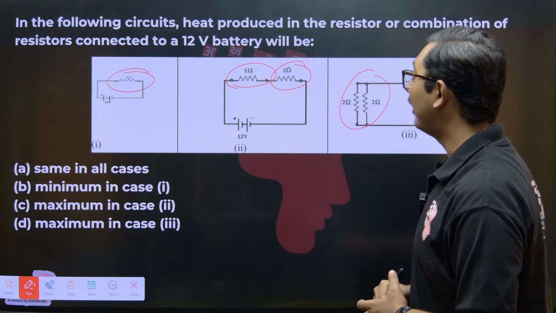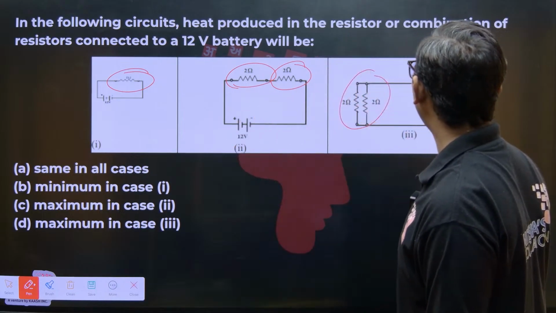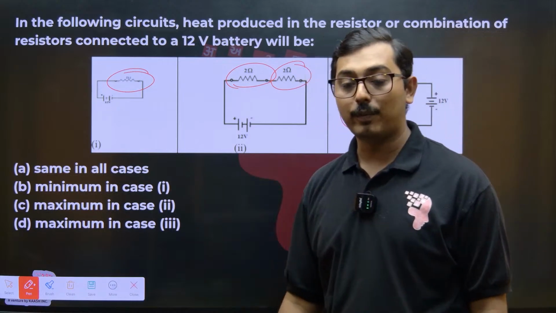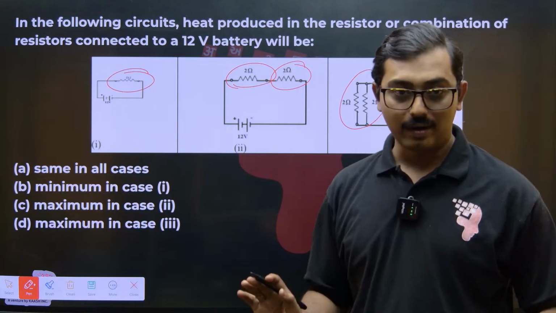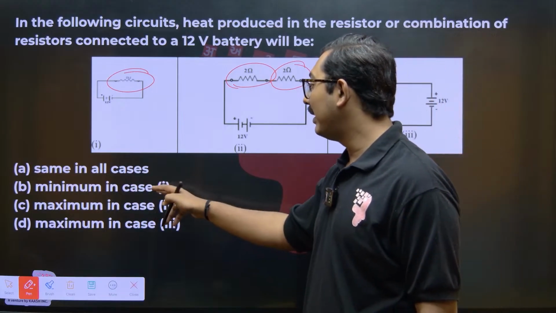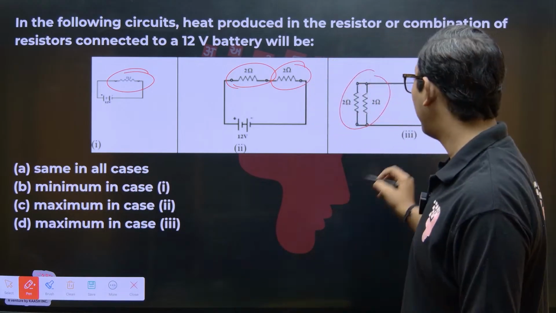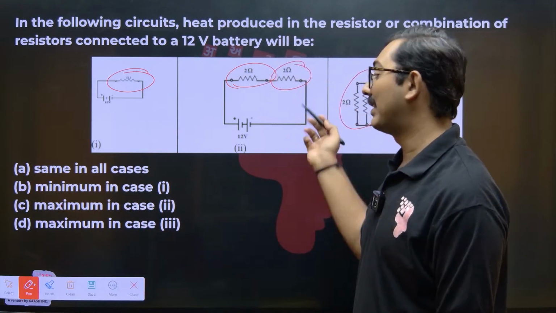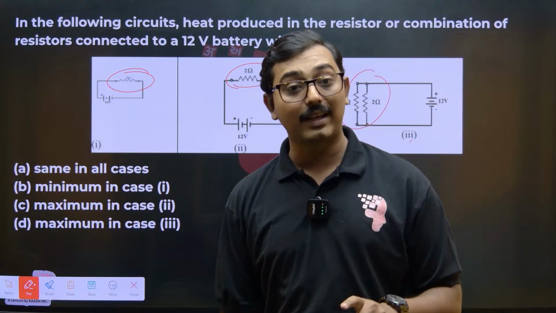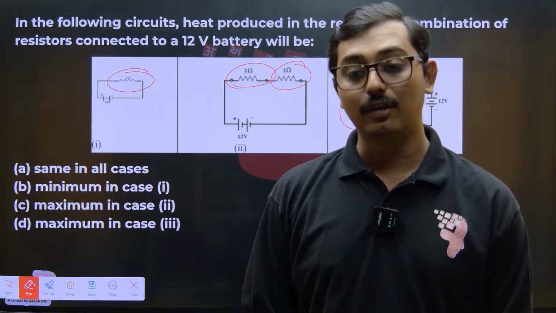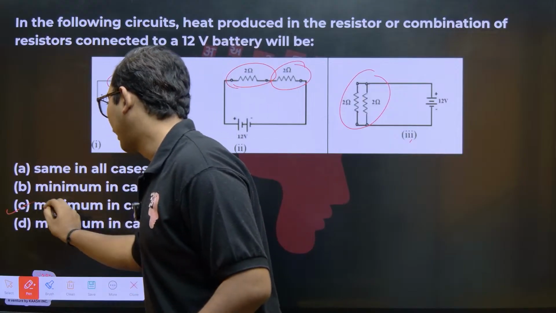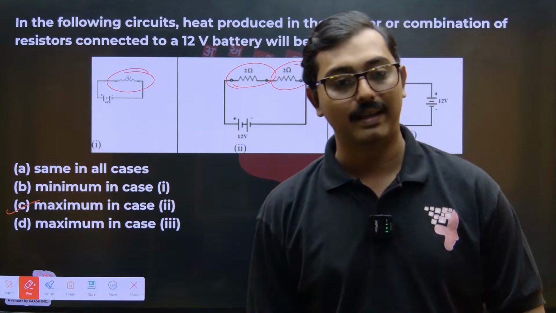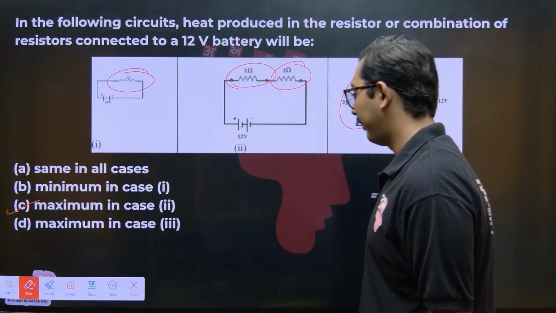So what can we say? In the following circuit, the heat produced in the resistor of the combination connected to 12 volt will be. What can you say among the options? Same in all the cases, which is wrong. Minimum in case 1, that is wrong because minimum is in case 3. Maximum in case 2. Obviously maximum in case 2, because it is in series connection and more than one resistor is being used there. Maximum in case 3, that is also wrong. It is minimum in case 3.